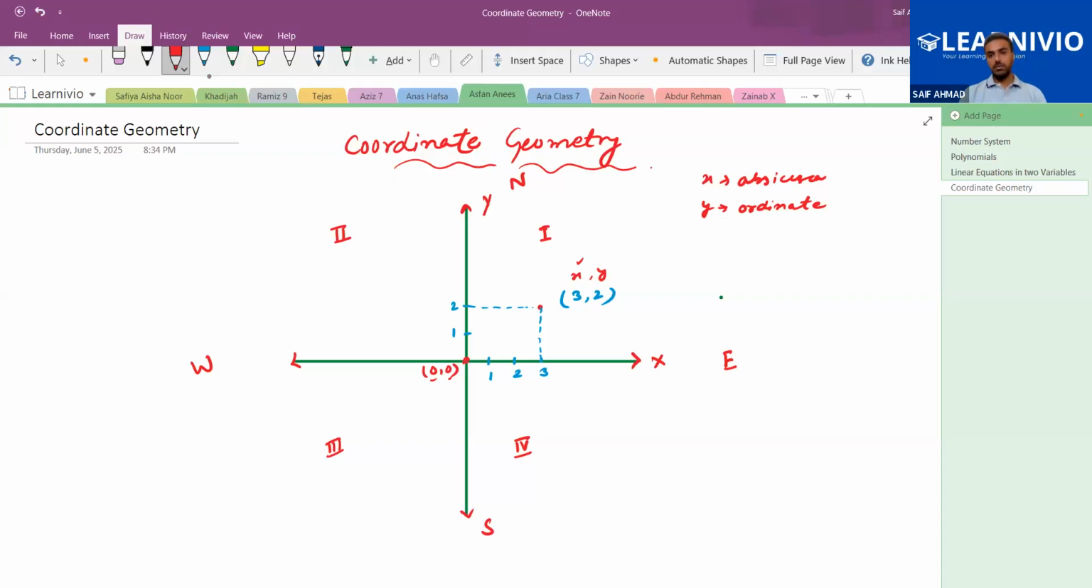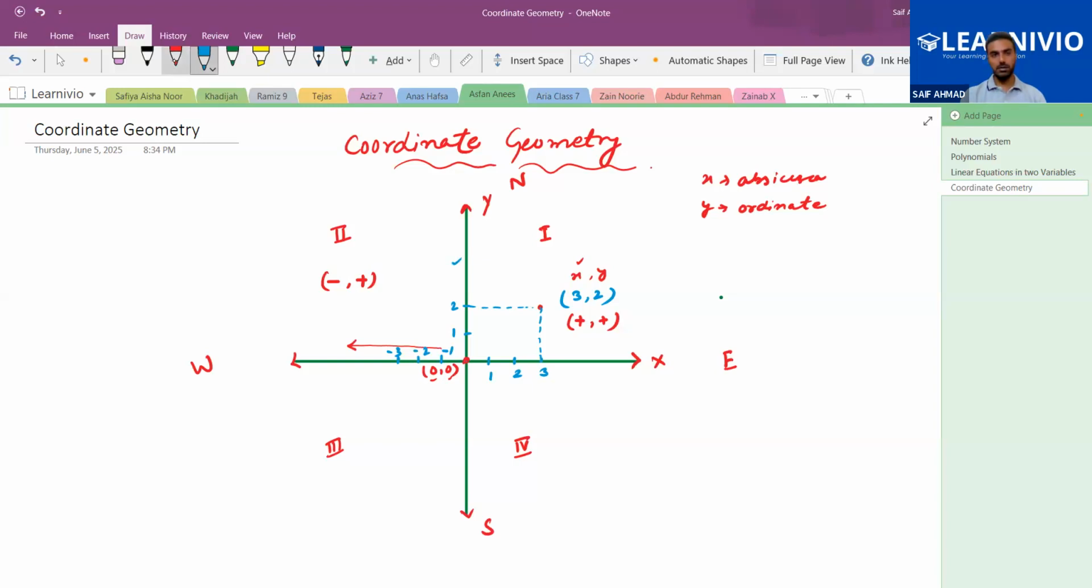In the first quadrant, both coordinates are positive. Always. In the second quadrant, x is negative but y is positive, because we are reading x towards the left-hand side, so x will be negative here: -1, -2, -3. And y is positive because it is on the positive side of the y-axis.